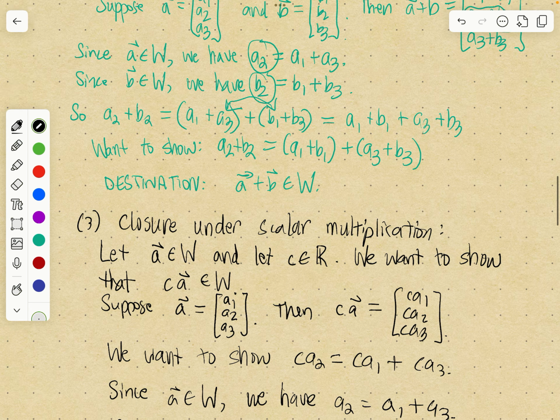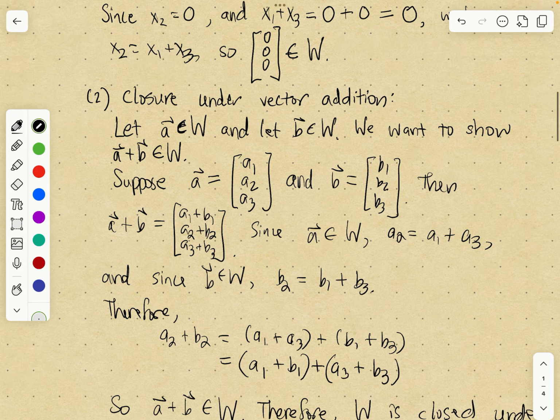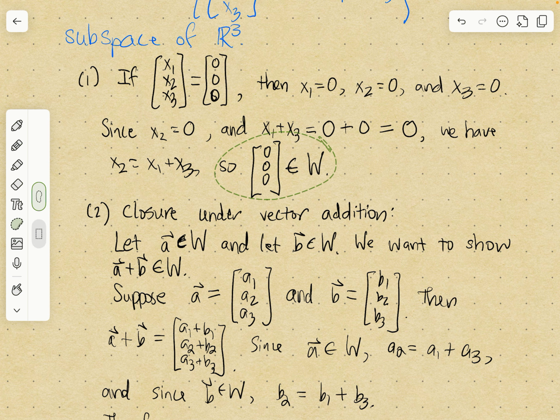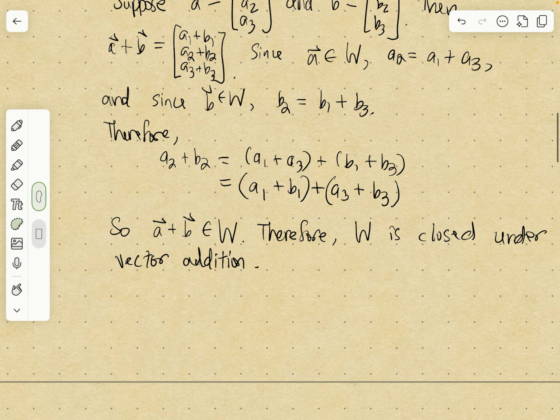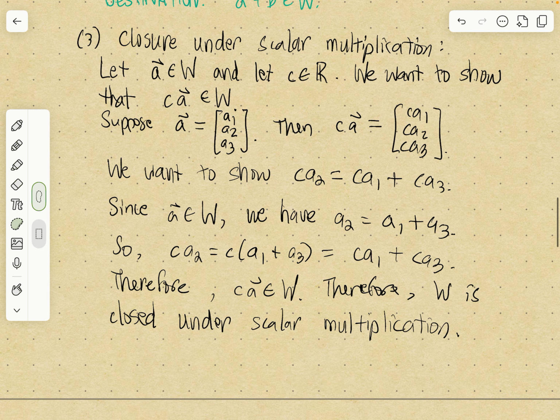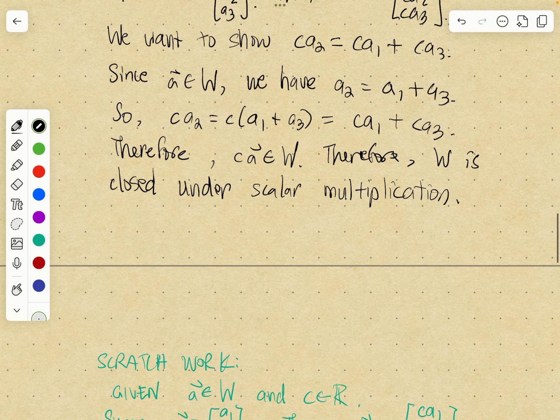And so we've shown all three things. We've shown that W contains the zero vector. That's what we concluded here. We showed closure under vector addition, right? Our last sentence was therefore W is closed under vector addition. And then we showed that W is closed under scalar multiplication. And so when you put 1, 2, and 3 together, we conclude that therefore W is in fact a subspace of R3.